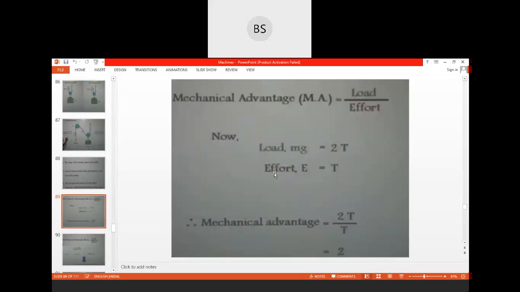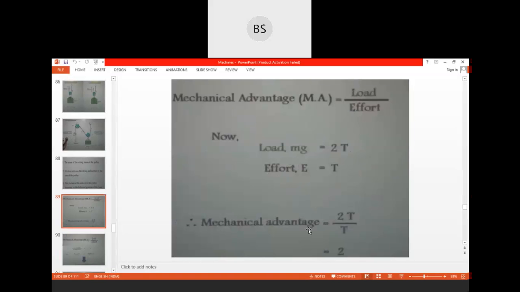First, we'll find out the mechanical advantage for a single movable pulley. We know the mechanical advantage formula, that is load divided by effort. Load divided by effort is the formula for mechanical advantage. So already we got that load is nothing but 2 times tension, 2T, that is mg equals 2T, and effort E equals T. Already we have got this with the help of the movable pulley.